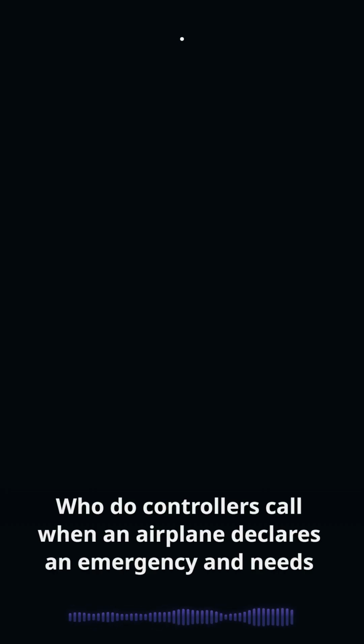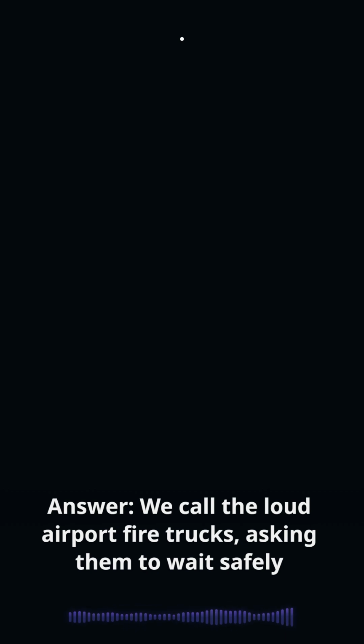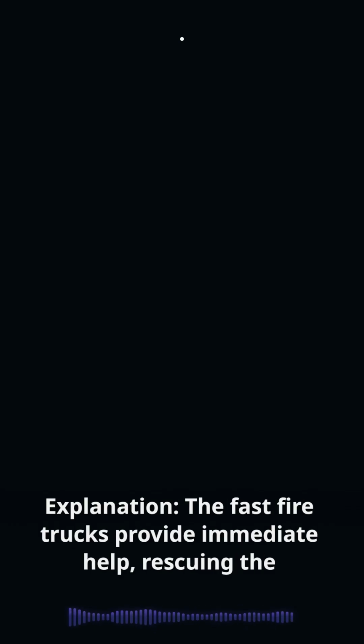111. Who do controllers call when an airplane declares an emergency and needs to land very fast? We call the loud airport fire trucks, asking them to wait safely beside the active runway. The fast fire trucks provide immediate help, rescuing the frightened passengers if the plane crashes today.